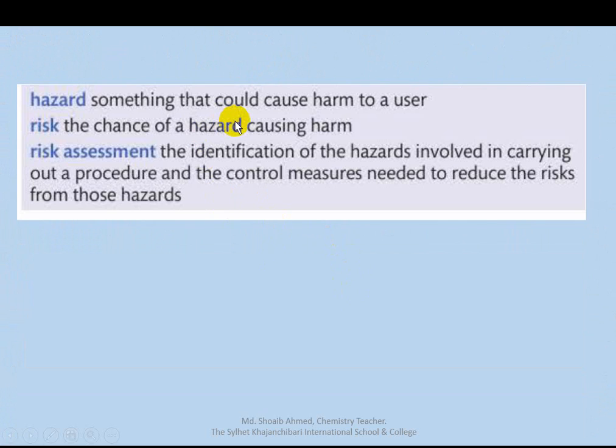Hazard: something that could cause harm to the user. Risk: the chance of a hazard causing harm. A hazard is something that can cause harm to the user, and risk is the chance of a hazard causing that harm. Risk assessment is the identification of hazards involved in carrying out a procedure and the control measures needed to reduce the risk of those hazards.